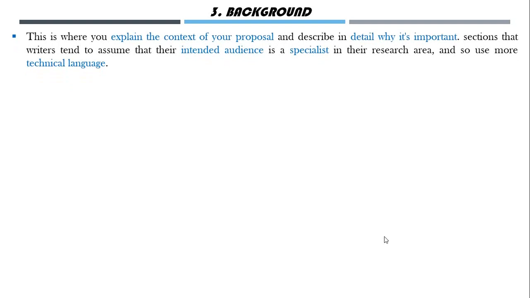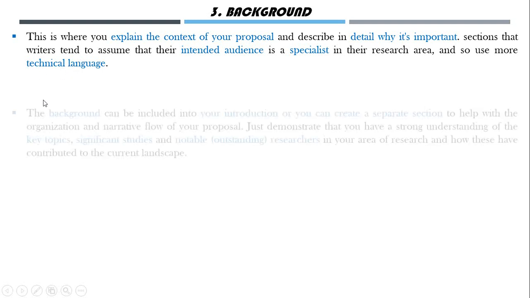So let's go to background. This is another important part of the research proposal. If the introduction is separate from the background, make sure that the background is where you explain the context of your proposal and describe in detail why it is important. In this section, the writer assumes that the reader is now a specialist of this research area. So that's where you start to use the technical language related to your research area.